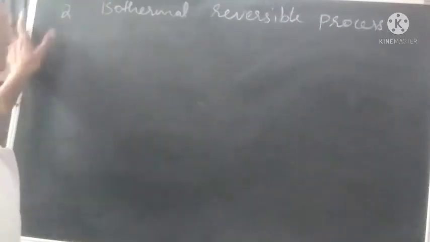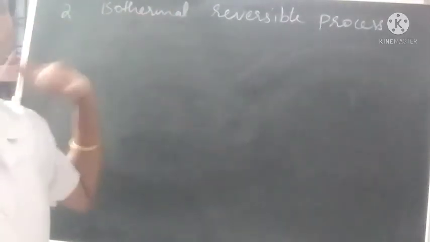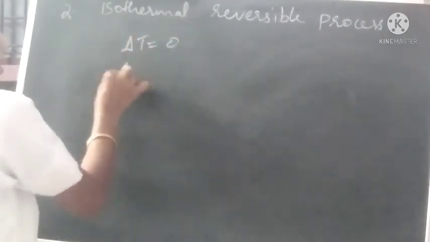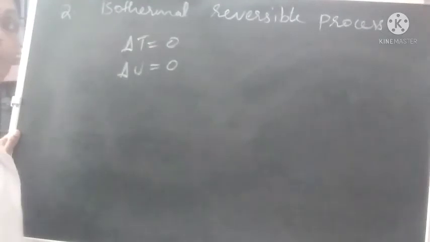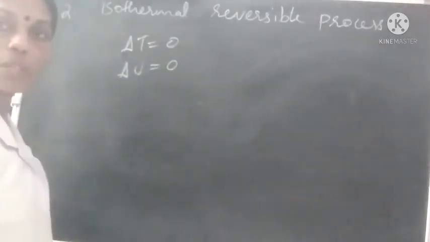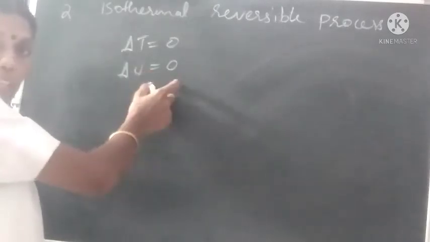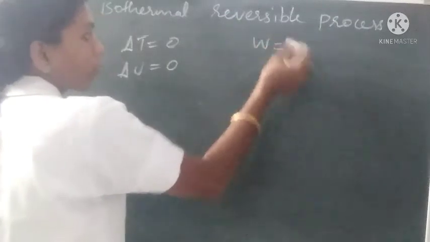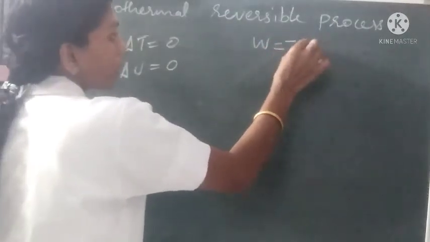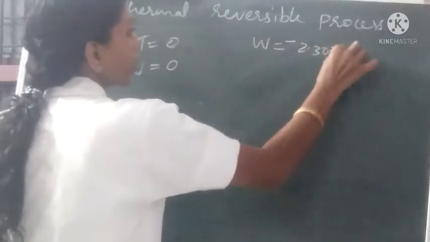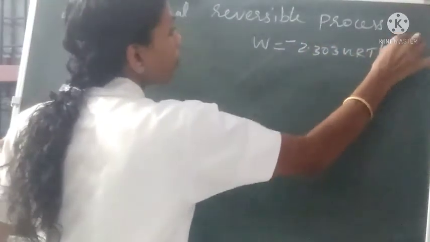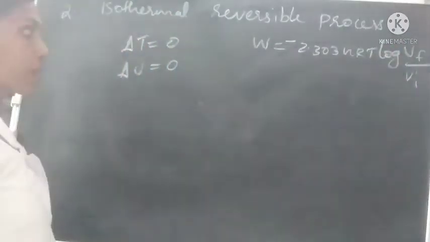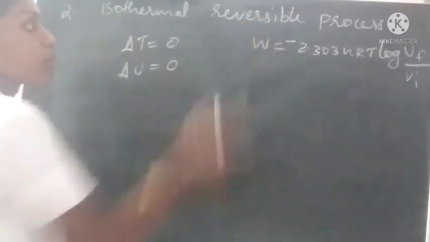Okay. Next we can consider isothermal reversible change. Isothermal means again we know that delta T will be 0. As a result, delta U also will be 0. If there is no change in temperature, internal energy will not change. And for a reversible process, what is the work done? Work done is equal to minus 2.303 nRT log Vf by Vi. Vf is the final volume and Vi is the initial volume, isn't it? This is the work done for a reversible process.